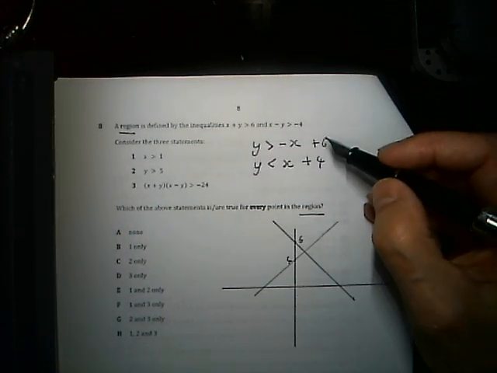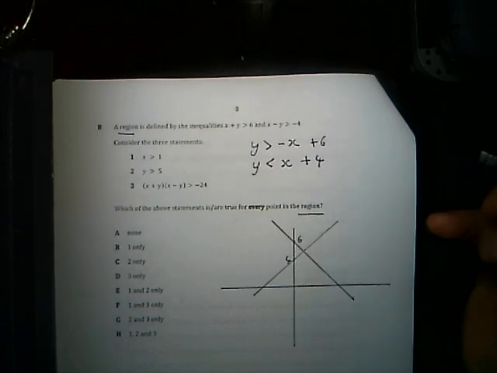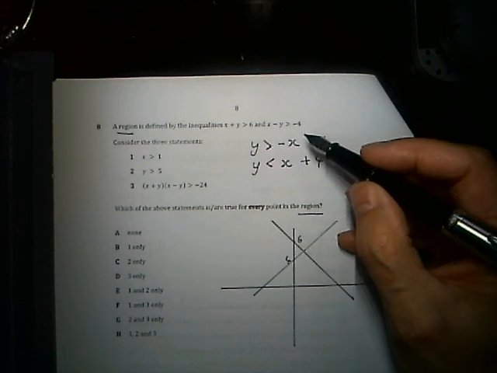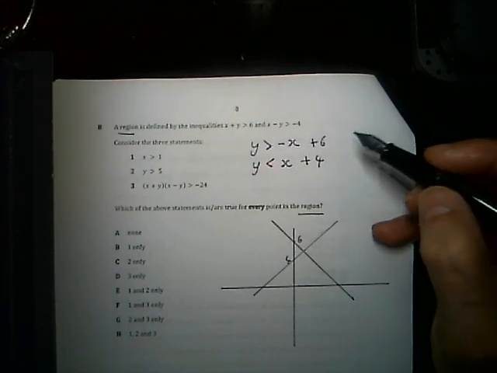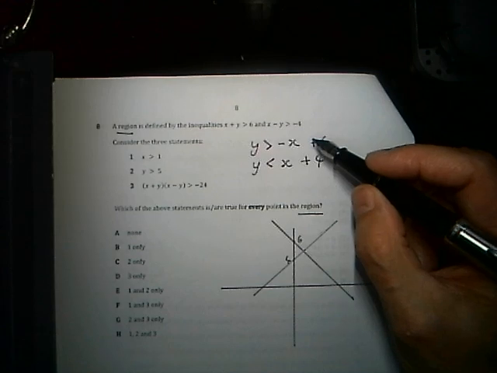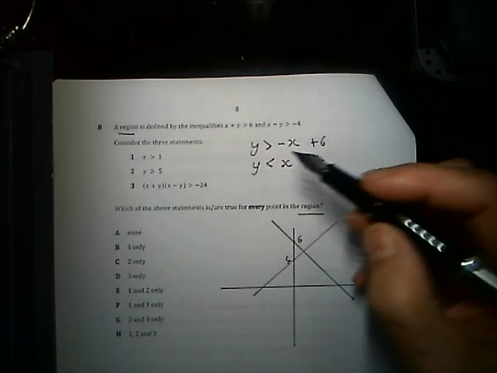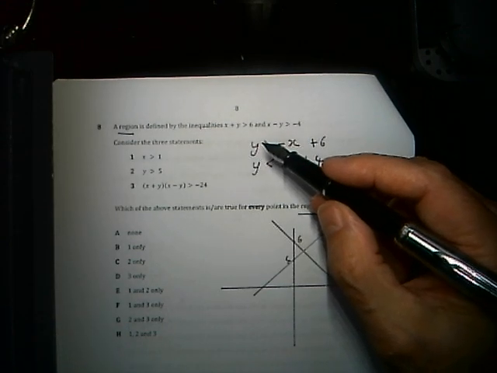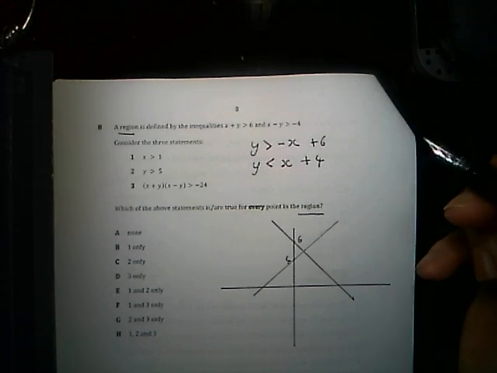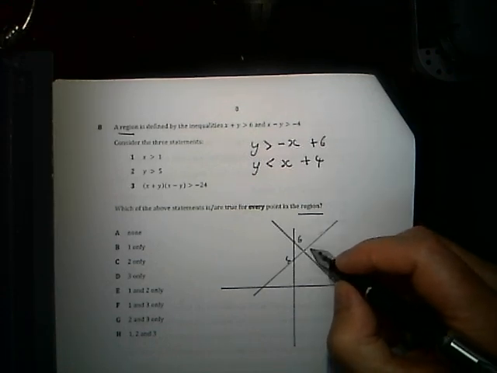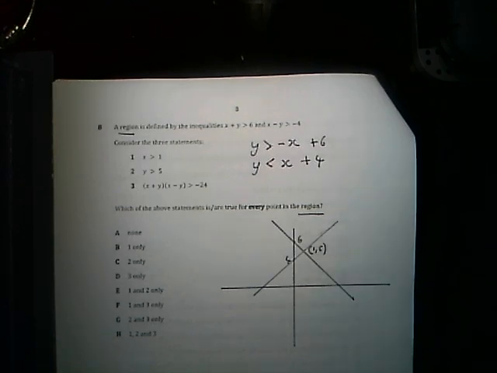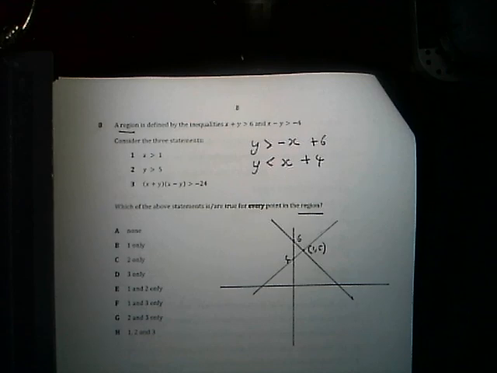It's worth working out where they intersect, I think. So how do we work that out? If we add these together, we get 2y is 10, so y is 5. This must give us x is 1. So I'm saying that that point there is 1, 5, the point of intersection.